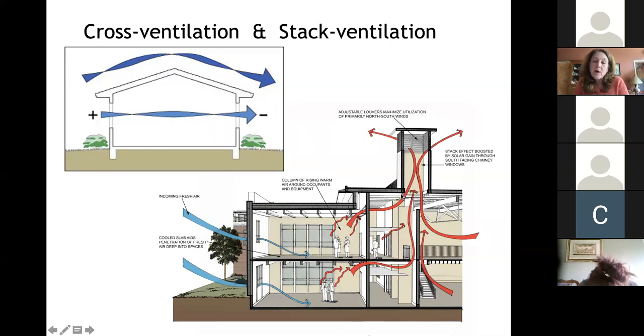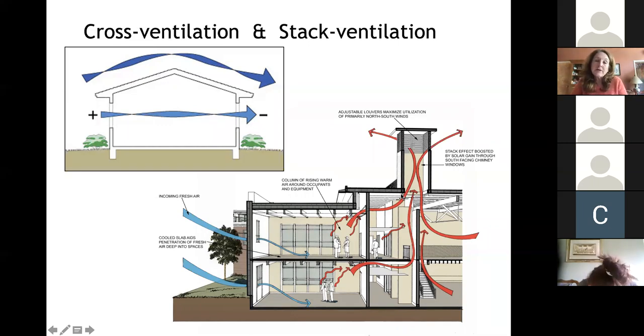And in the bottom right, stack effect. That's talking about the pressure differences that are created by the natural buoyancy of air. So warm air rises. And as the warm air rises, it's going to exit out tall openings. And as it does that, it's pulling air in through the lower openings.